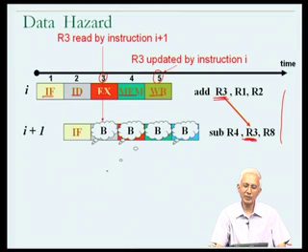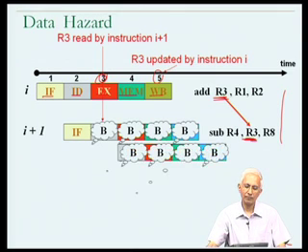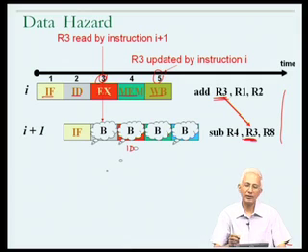Now the question that arises is, is it safe for instruction I plus 1, the subtract instruction, to read its operand in cycle 4? So by pumping one bubble of air into the pipeline, in other words, by delaying instruction I plus 1 by one cycle, I have prevented it from reading the old value of register R3 in cycle number 3. But now it will go to the ID stage in cycle number 4, and the question is, is it safe for instruction I plus 1 to read its operand R3 out of the register file in cycle number 4? And the answer is no, that's still too early.